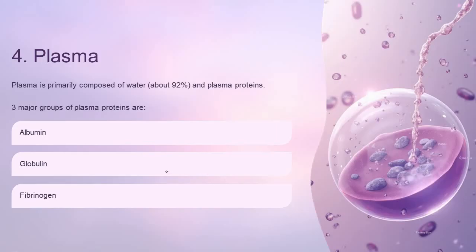Now the extracellular part, that is plasma. Plasma is primarily composed of water, that is 90 to 92%. In some books you can find 90% also. Plasma contains water plus plasma proteins, which help in blood clotting. Three major plasma proteins are there: one is albumin, second is globulin, and third is fibrinogen.